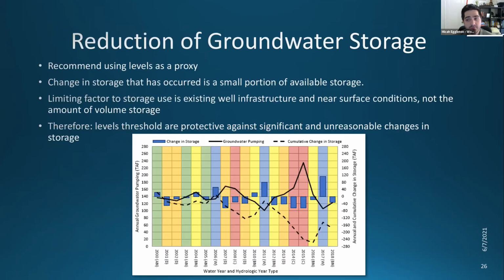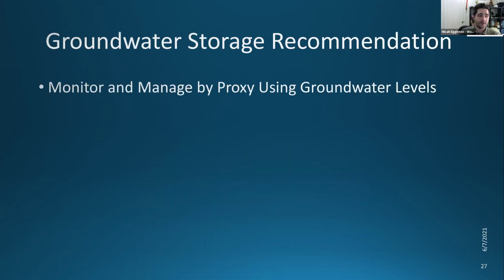So next is a reduction in groundwater storage. We recommend using levels as a proxy. Change in storage that has occurred has been pretty small in the basin compared to the portion of available storage. And really the limiting factor to storage use is the existing well infrastructure and near surface conditions, not the volume of storage in the subbasin. So therefore we'd like to use level thresholds because they are protective against significant and unreasonable changes in storage in this basin. So our recommendation, this is a quick one because we're already here, is monitoring and managed by proxy using groundwater levels. Any questions on this?